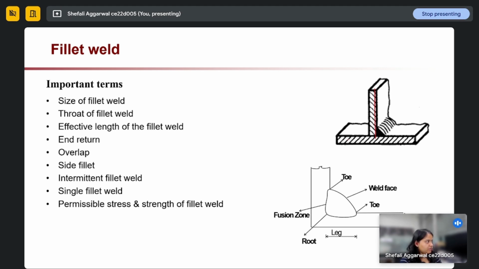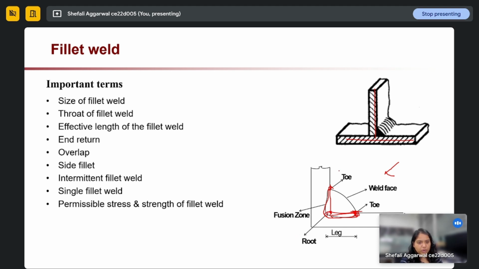As we have seen, a fillet weld will be two plates joined at 90 degrees or at any angle. In this case, some important terms are: we call this part the leg, and this corner of our weld will be the toe, and this is our welding face. From this point of view, this is our welding face, and this complete joint area will be called the fusion zone. And at the edge of two plates, the point where the weld is, it is called the root.